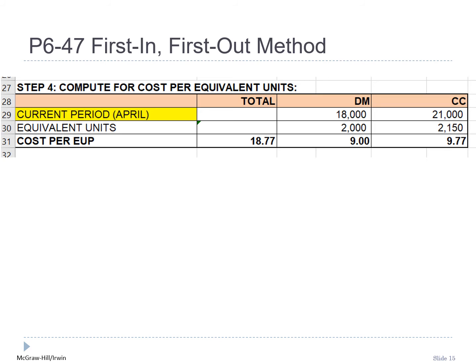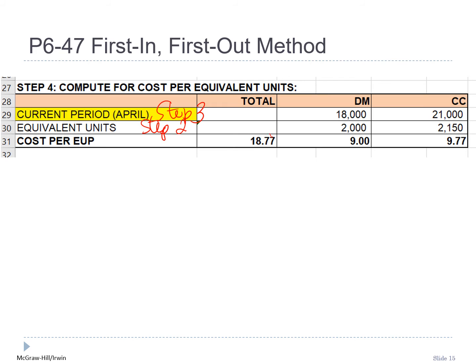Ang equivalent units, this is computed sa step 2. So, galing to sa step 2. Ito naman from step 3. So, 2,000 and 2,150. So, 18,000 divided by 2,000, that's 9. 21,000 divided by 2,150, that's 9.77. So, if we add, that's 18.77.